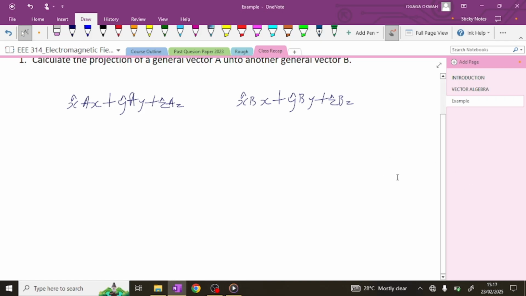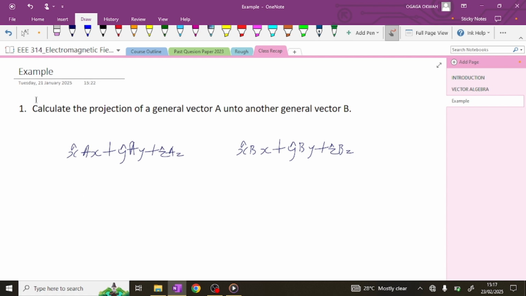And in this video we are going to work an example, which is: calculate the projection of a general vector A onto another general vector B. Now this is kind of the key word here, projection.